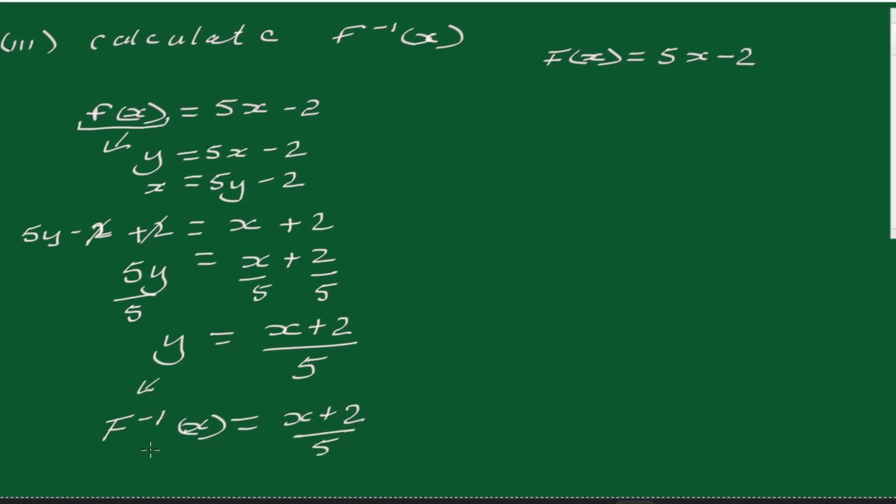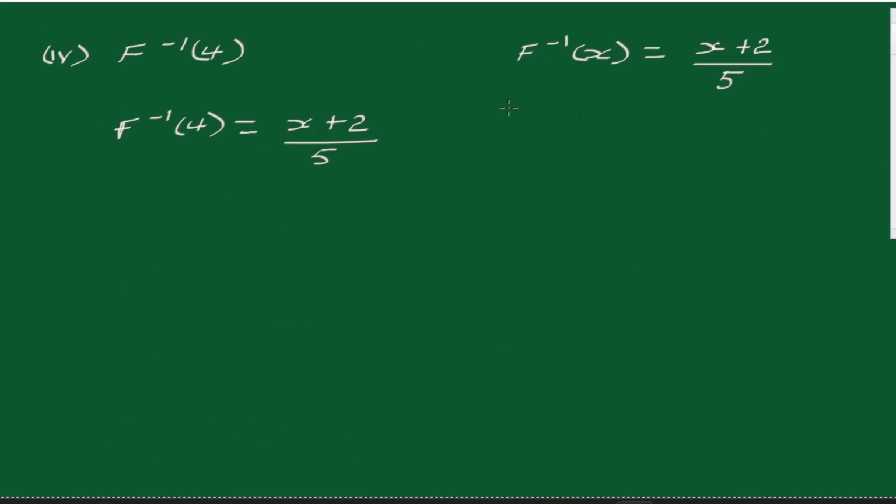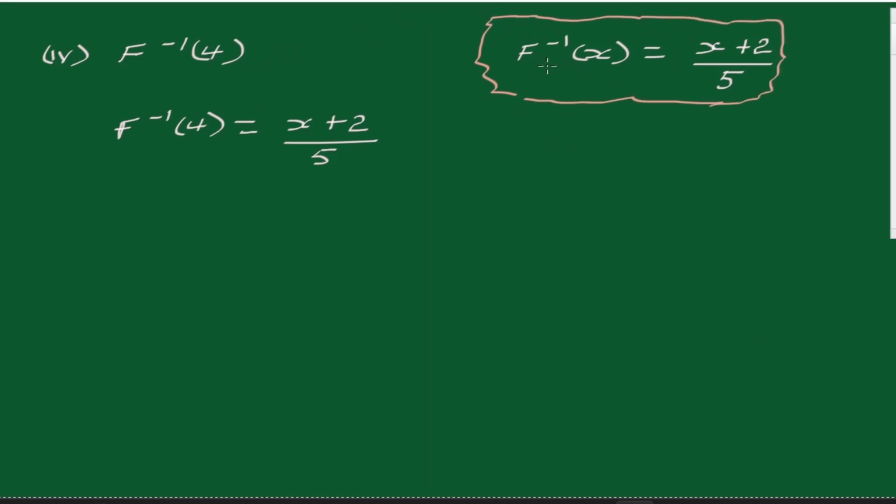So this is our inverse function, f inverse x equals (x plus 2) all over 5. Looking at our fourth question here, we have f inverse 4. Now for f inverse 4, we already worked out the inverse of function f in the previous question. So the inverse of function f is (x plus 2) over 5.